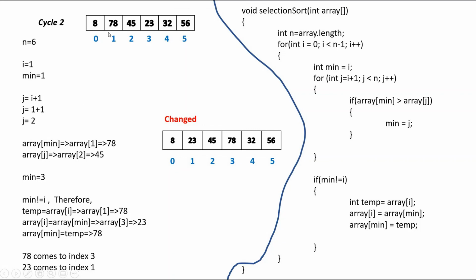Just see. In the second cycle, our imaginary line was here. This is our unsorted array. What did we have to do? We have to find the minimum and swap it with the first element of the unsorted array. What is the minimum of the unsorted array in here? It is 23. It was swapped with the first element of the unsorted array, which is 78. And the changed array is this. This is the end of cycle 2.